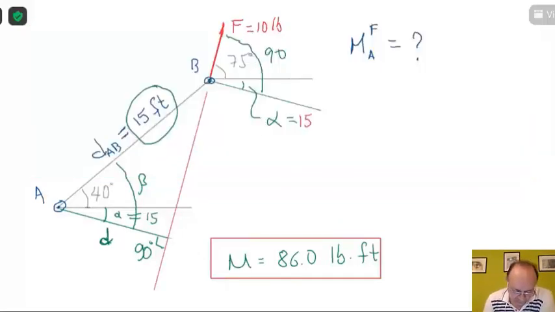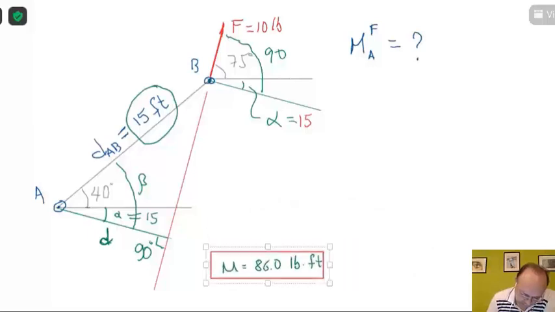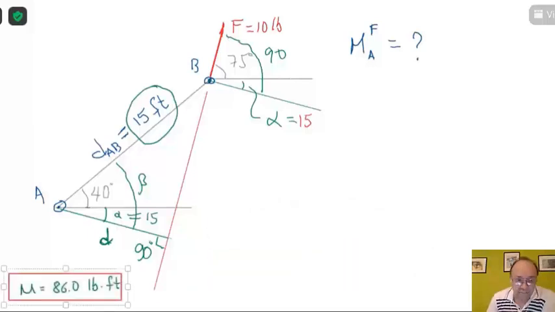I erased some of the elements of the previous way to develop this moment in order to do it now using components of the force. I left the answer here so we can check if we got the same answer. Let's put it here on a corner. This is the answer that we got.